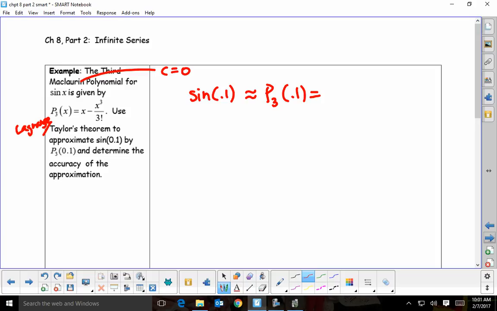Plugging it in: 0.1 minus 0.1 cubed over 3 factorial, which is 6. Alright, we can do that without a calculator. Let's see. 1/10 minus 1 over 1, 2, 3, 1 times 6 would be 6,000, which would equal, we need to multiply by 600, 599 over 6,000. Okay, minus.